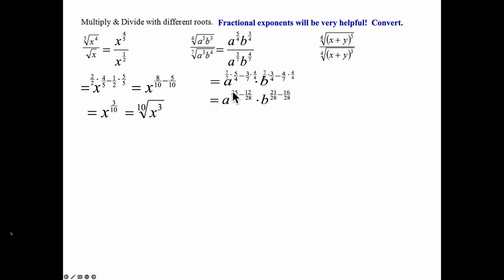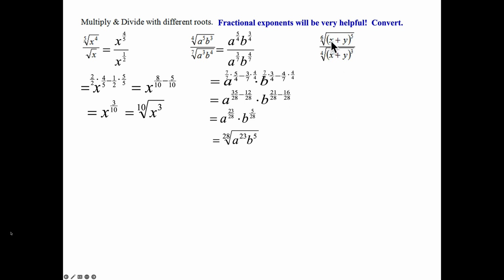So this now becomes 35 over 28 minus 12 over 28. 21 over 28 minus 16 over 28. We subtract the tops. 35 minus 12 is 23. 21 minus 16 is 5. This becomes now the 28th root of a to the 23rd power, b to the 5th.